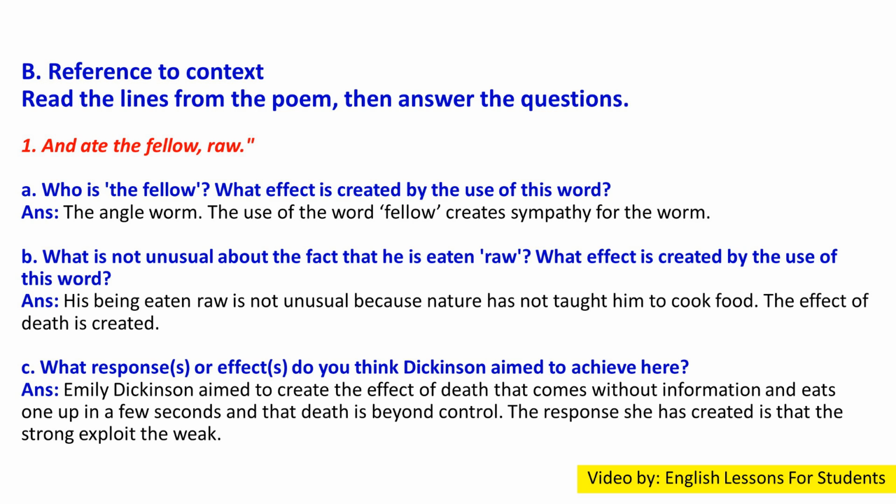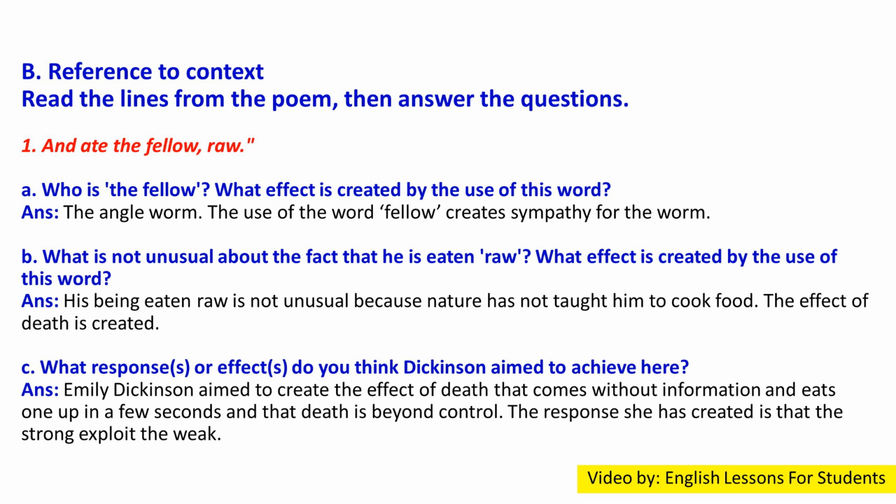B. Reference to context. Read the lines from the poem, then answer the questions. 1. And ate the fellow raw. A. Who is the fellow? What effect is created by the use of this word? Answer. The angled worm. The use of the word fellow creates sympathy for the worm.